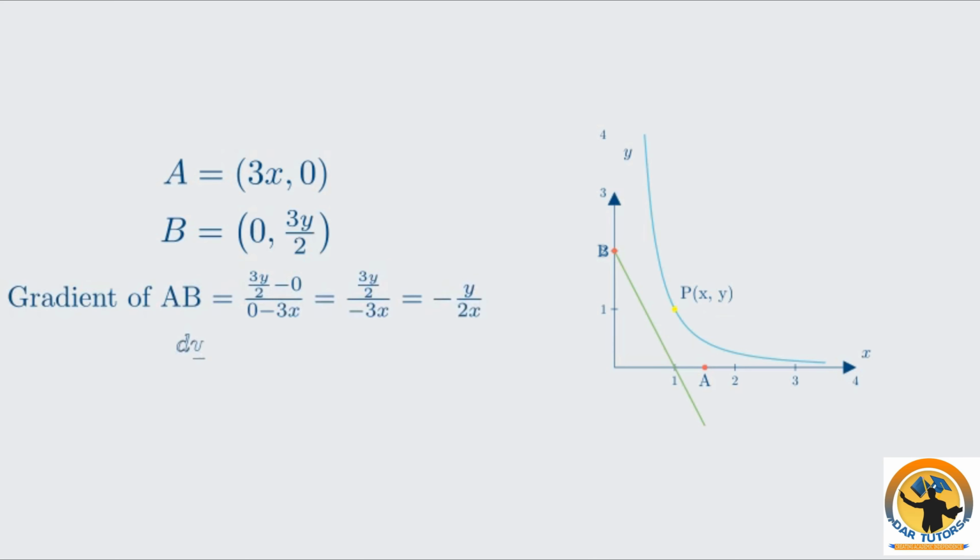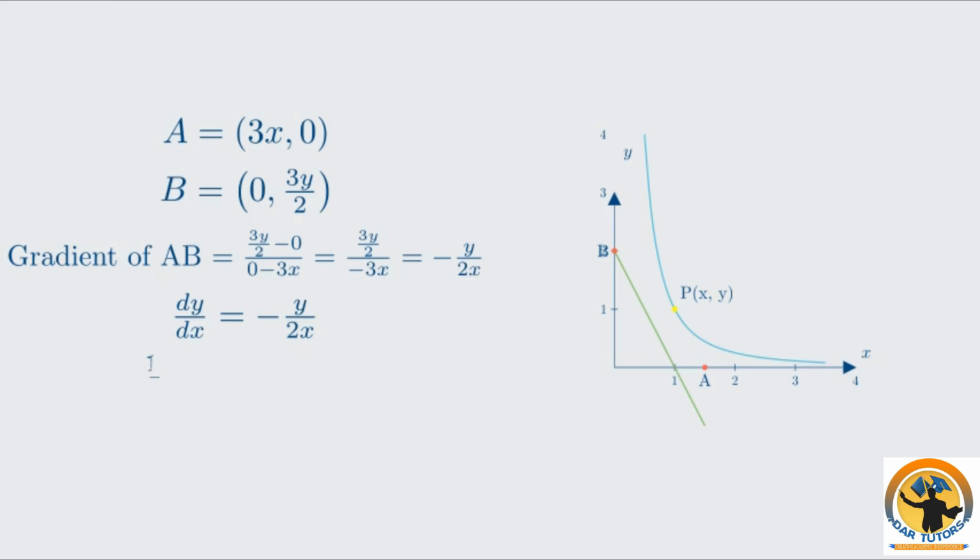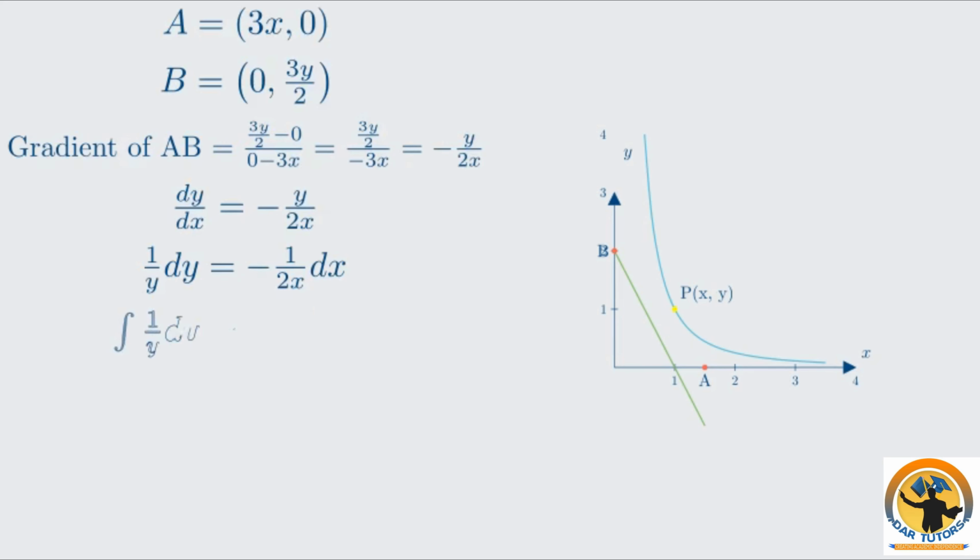Since this is the gradient of the tangent at P, we have our differential equation: dy/dx equals negative y over 2x. This is another separable differential equation. Let's solve it. Separating the variables gives 1 over y dy equals negative 1 over 2x dx. Integrating both sides, we get ln y equals negative 1/2 ln of x plus c.